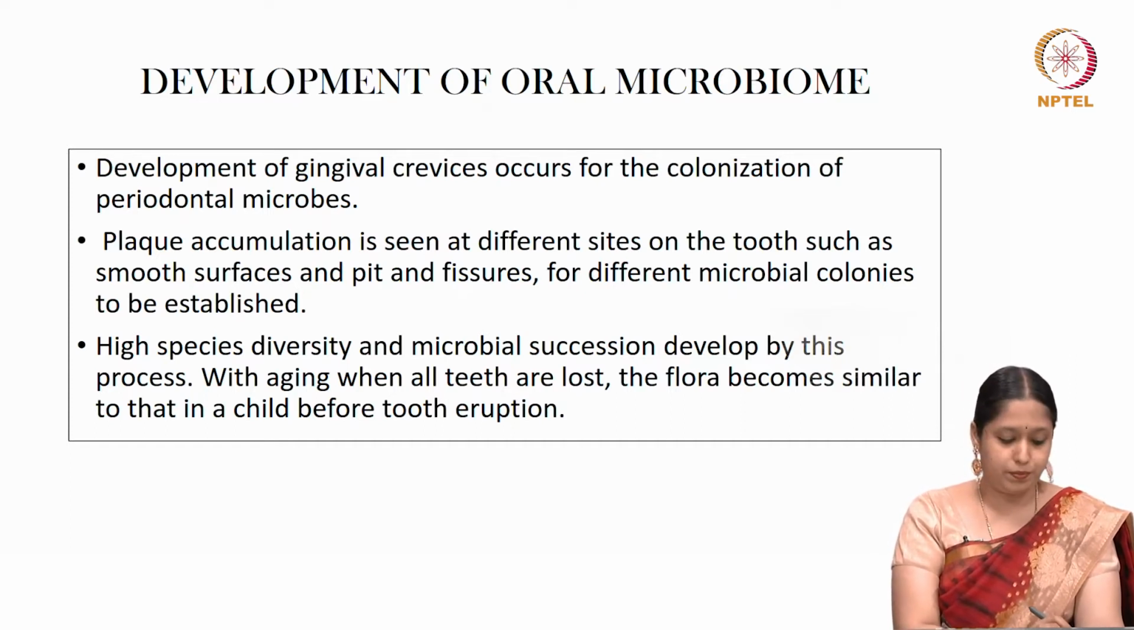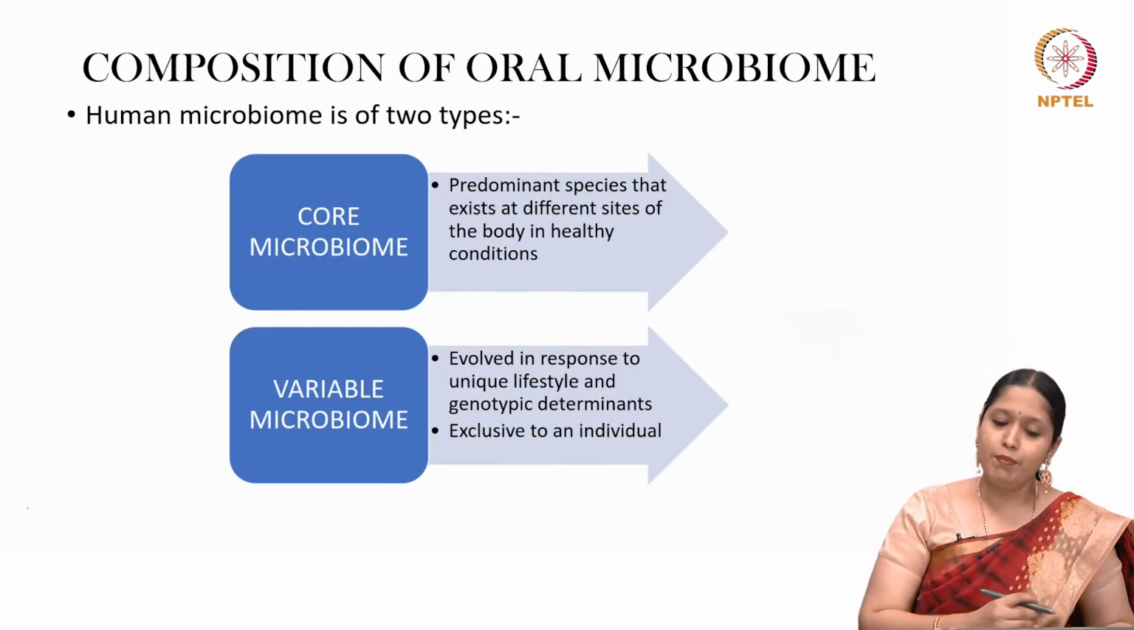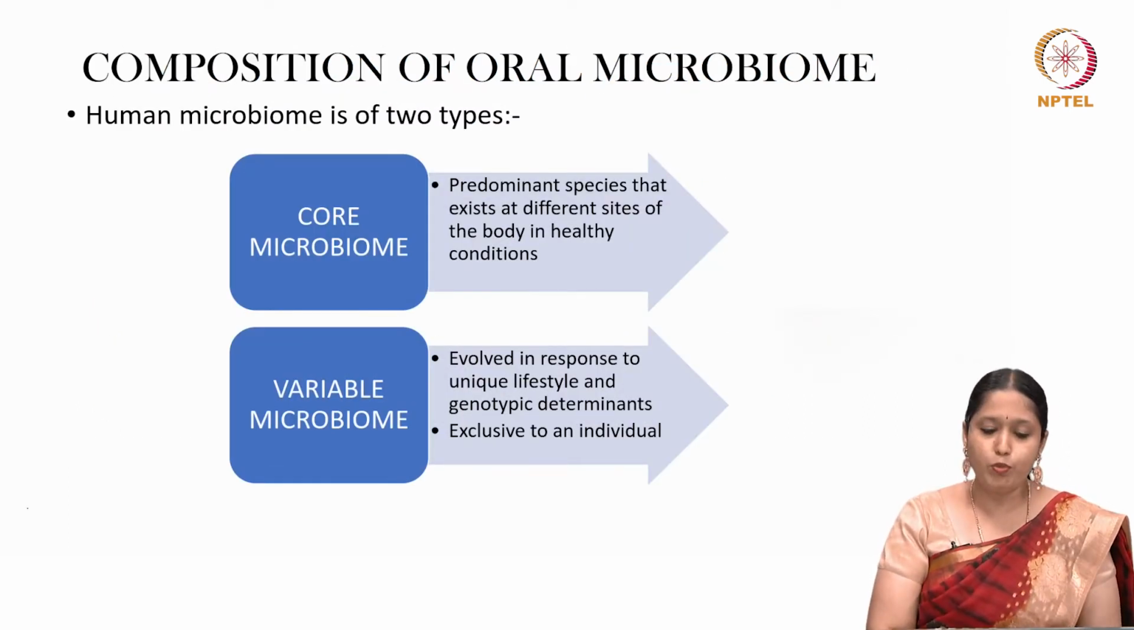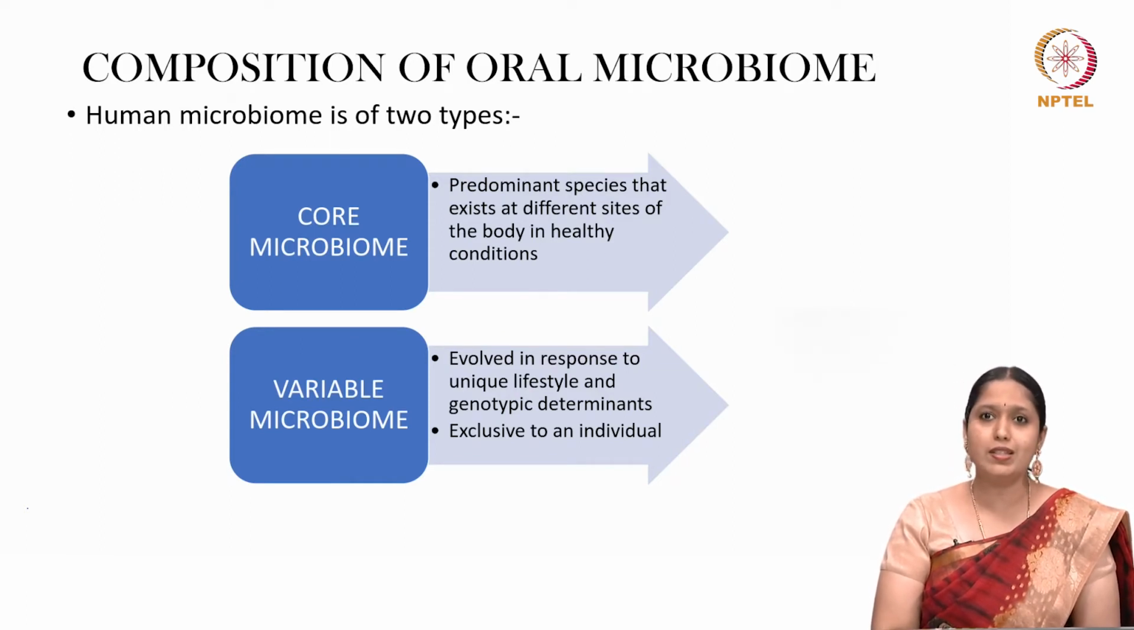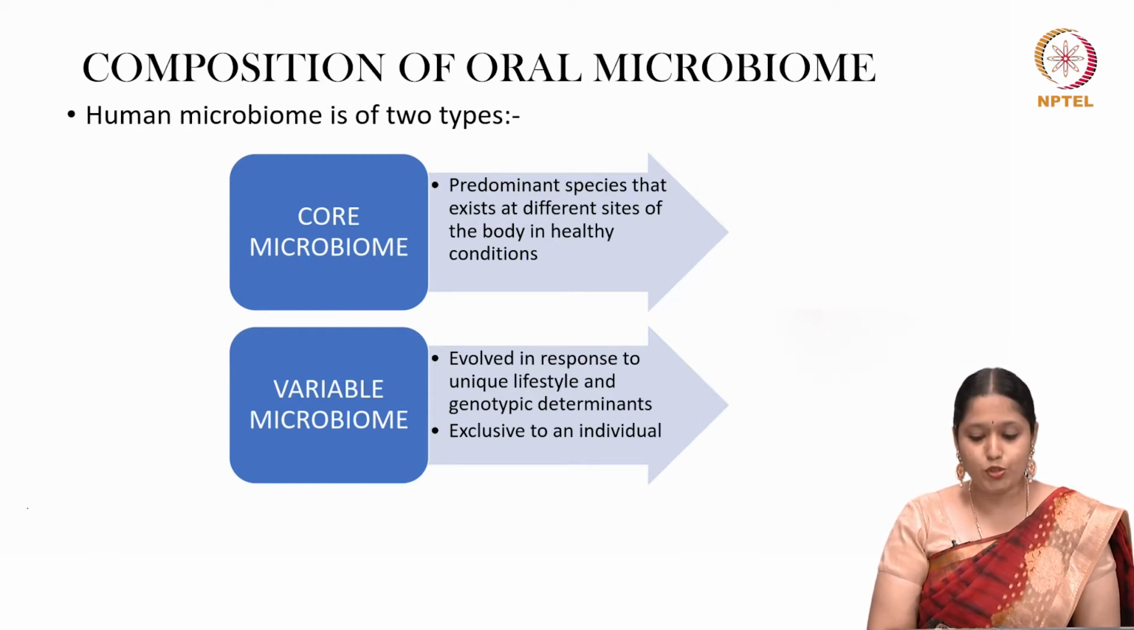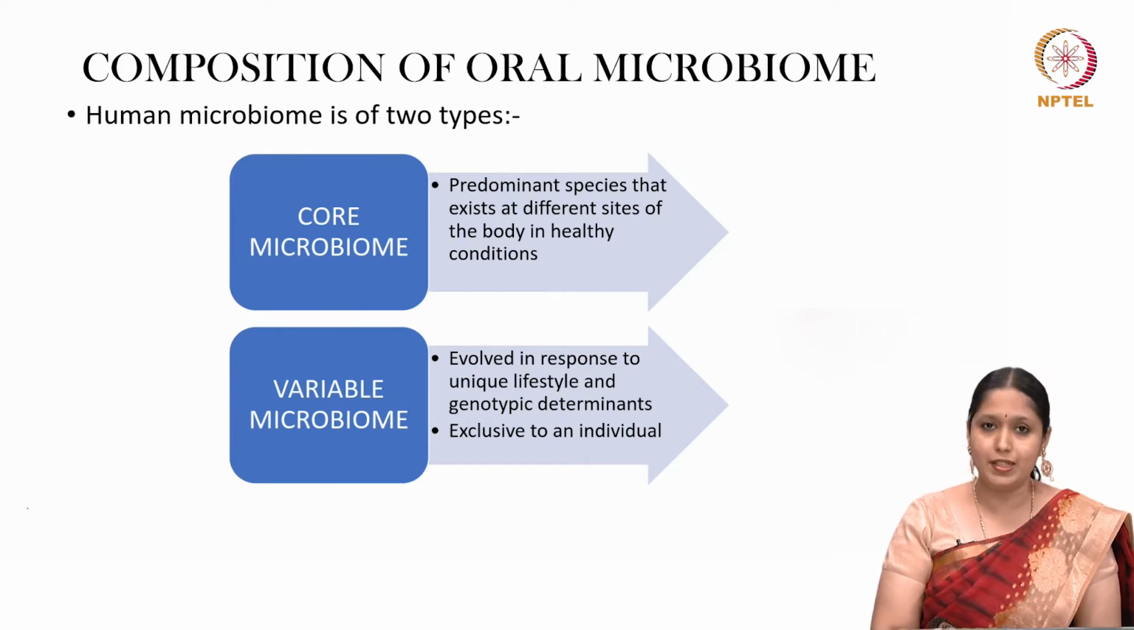Now coming to the composition of the oral microbiome, the human microbiome is of two types: core microbiome and variable microbiome. Core microbiome represents the predominant species that exist at different sites of the body in healthy individuals. Variable microbiome is exclusively particular to the type of individual. It evolved in response to unique lifestyle and genotypic determinants.